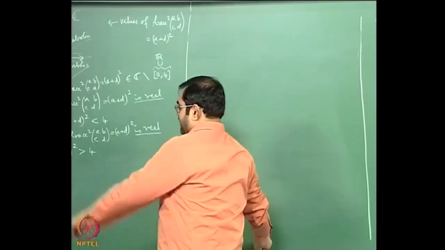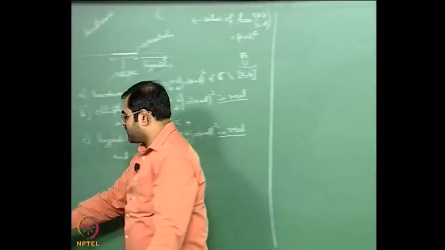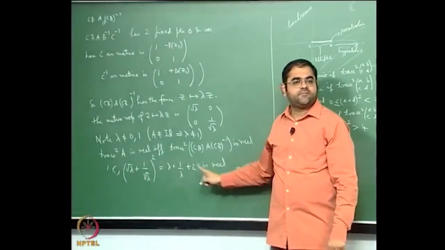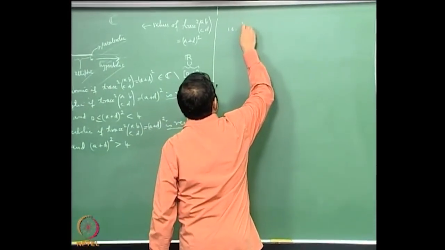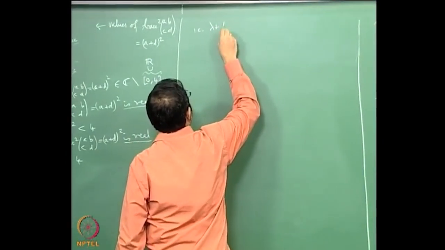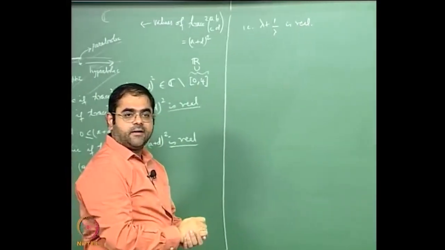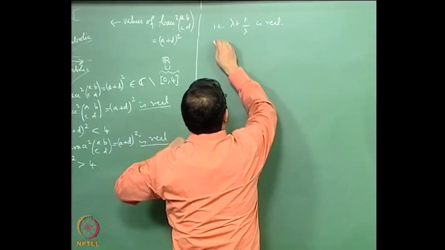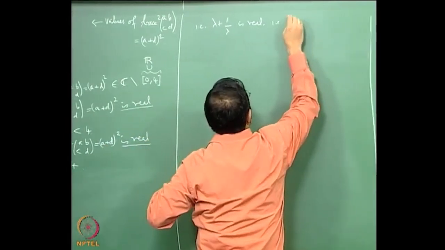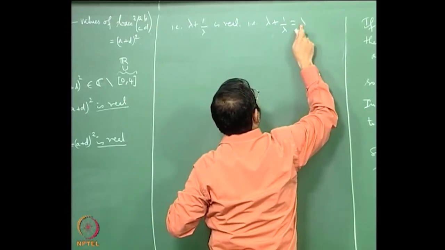So, you see, of course lambda plus 1 by lambda plus 2 is real if and only if lambda plus 1 by lambda is real, okay. That is, lambda plus 1 by lambda is real, all right. And what is the condition? This happens if lambda plus 1 by lambda is equal to lambda bar plus 1 by lambda bar.